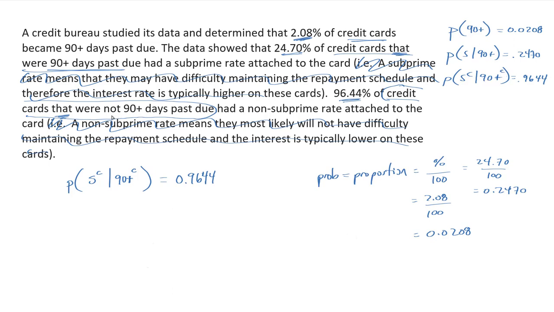This was that they are not, that's what the C is all about. They're not 90 plus days past due. Getting this down is of the utmost importance. But enough of that. We're now going to make use of this and make the probability tree. So let me get to work on that.